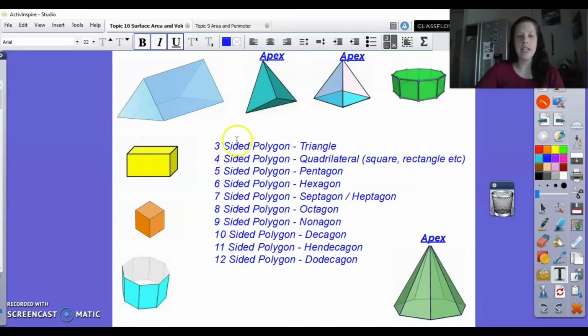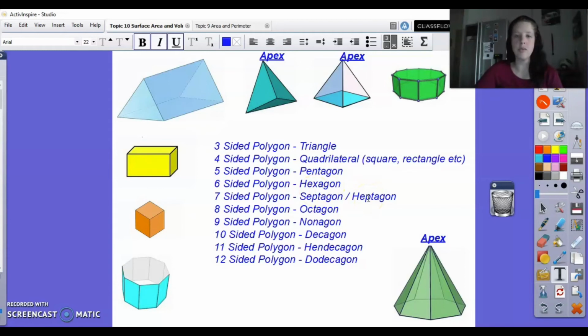So on this page, you'll see that I've got some, it's almost like a cheat sheet for you, okay? And I've told you how many sides each polygon has, and what the name of that polygon would be, okay? So we know a three-sided polygon is named as a triangle. A four-sided polygon could be classified as a quadrilateral, but what type of quadrilateral? It could be a square, a rectangle, a rhombus, a parallelogram, etc.